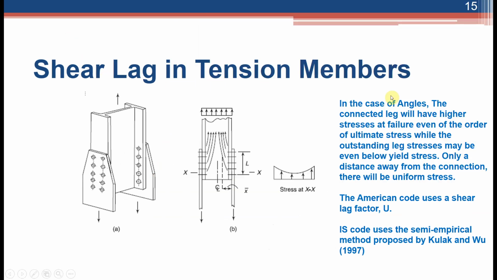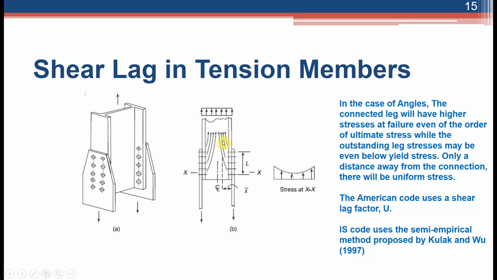Then shear lag in tension members. Here what happens: whenever these two plates, or you may say these cover plates, are connected to the I section, and these two cover plates are subjected to tension, then initially at this portion, that is XX, the stress distribution at the end is highest and the stress distribution at the middle of the I section is lower. So this is somewhat parabolic in nature. But as we move away, as the length of connection increases, then at the end of this connection the stress distribution which is provided here becomes uniform.